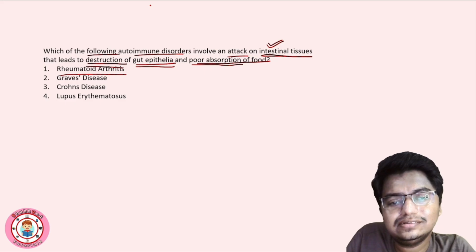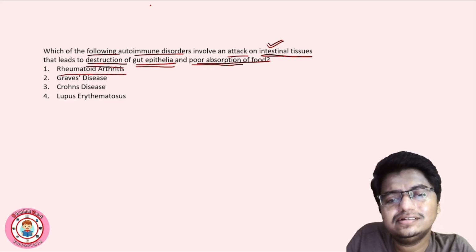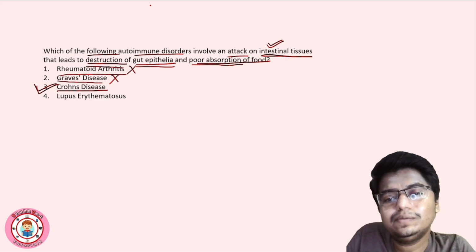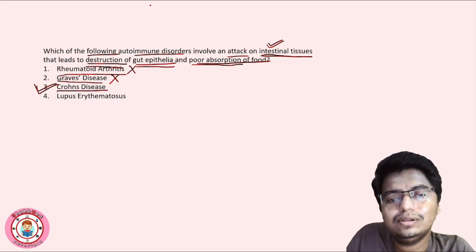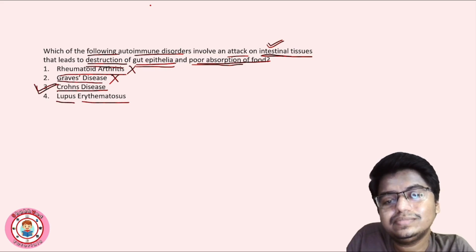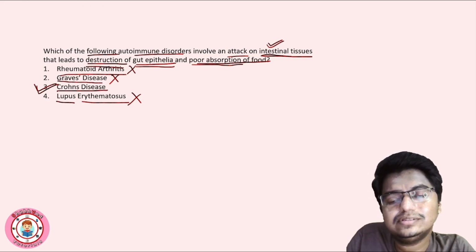Rheumatoid arthritis. Rheumatoid arthritis is related to bones, right? Joints. So this will not be the answer. Graves' disease. Graves' disease is related to the thyroid. So this will not be it either. Third, Crohn's disease. Yes. Okay, because Crohn's disease is related to an intestinal problem. Right. Next, lupus erythematosus. This is a blood disorder. So again, this will be wrong. Okay, from the question, understand the terms carefully. We have to note that.